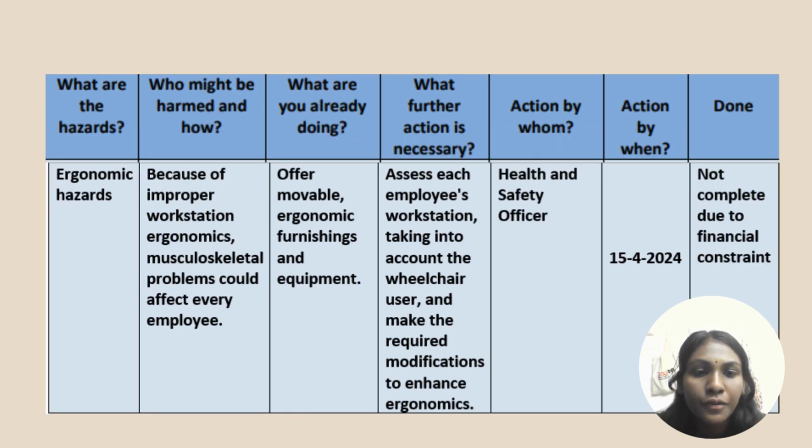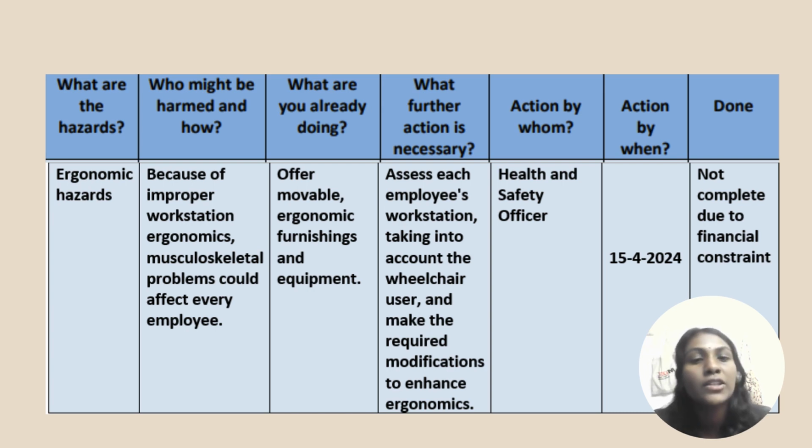So the fifth asset is ergonomic asset. So who might be harmed and how? Because of improper workstation ergonomics, musculoskeletal problems could affect every employee. The problem is something related to the muscle and bone. So what are you already doing? We offer movable ergonomic furnishing and equipment.